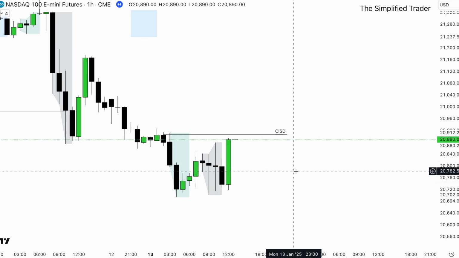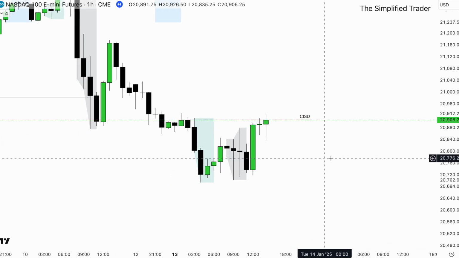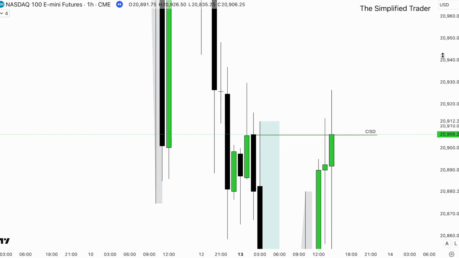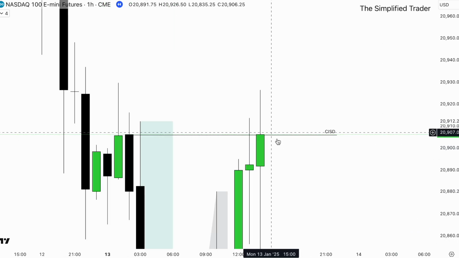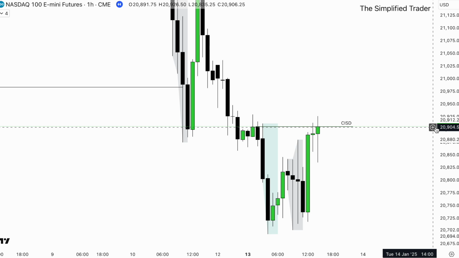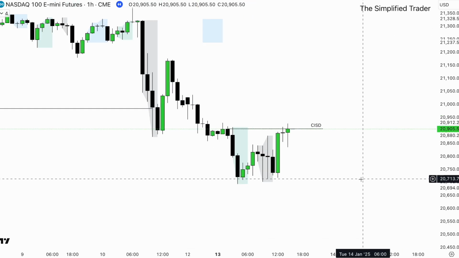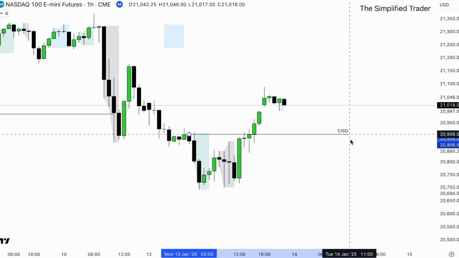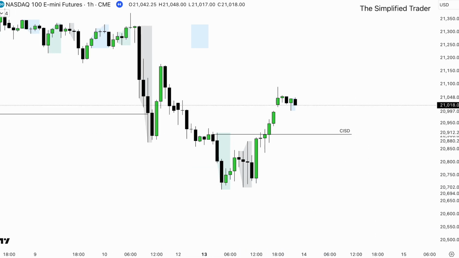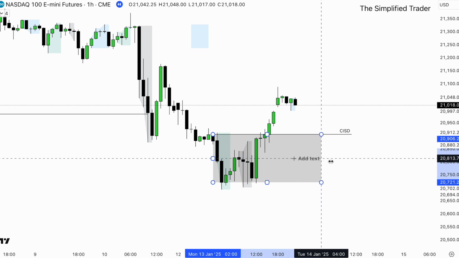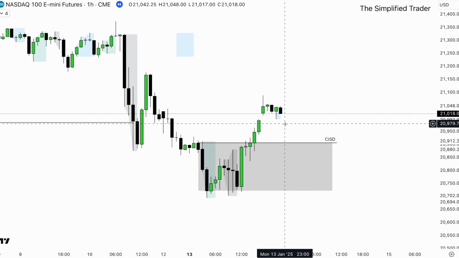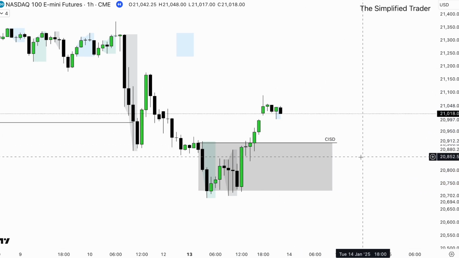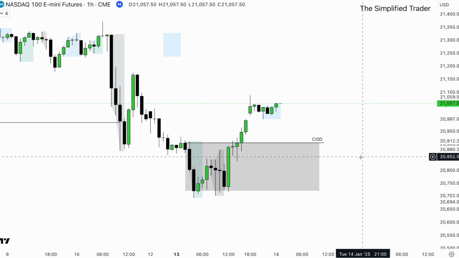So let's see if we get that. We haven't gotten that yet. If I zoom in, we can see we have closed above it. So our initial order block has been formed. So now we're waiting for price action to pull back into this order block. So I'm going to mark that out. That is my order block. I'm waiting for the market to trade back into this zone. So let's wait for that to happen.